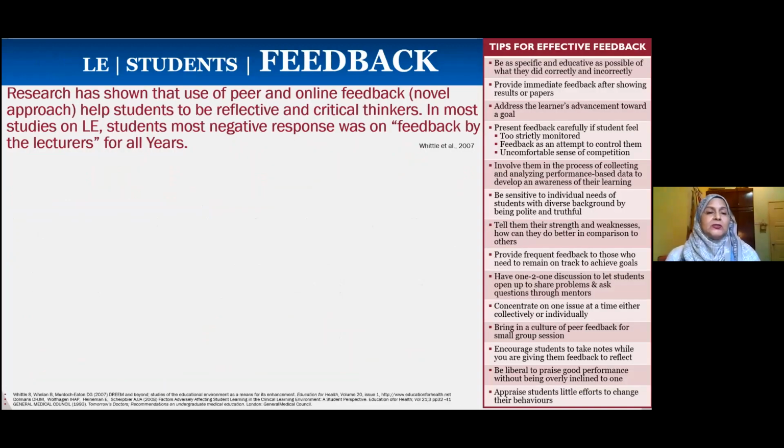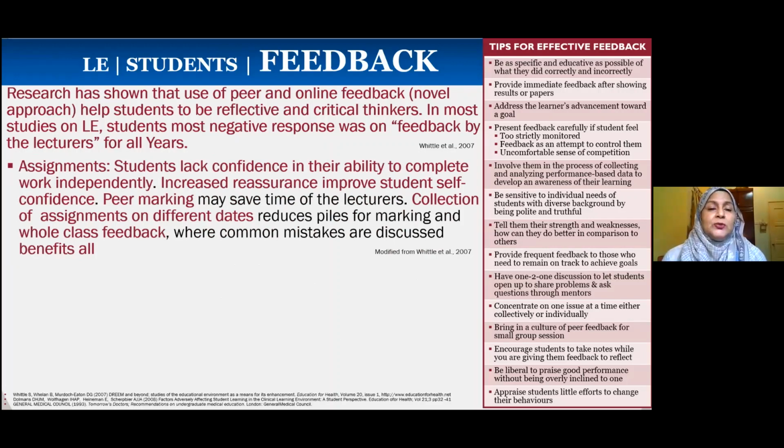The feedback to the students. Research has shown that the use of peer and online feedback, a novel approach, helps students to be reflective and critical thinkers. In most studies on learning environment, students' most negative response was on feedback by the lecturer, for all years. So all the studies which I have read through in the process of preparing these slides, the students were not very happy with the feedback by the lecturers.